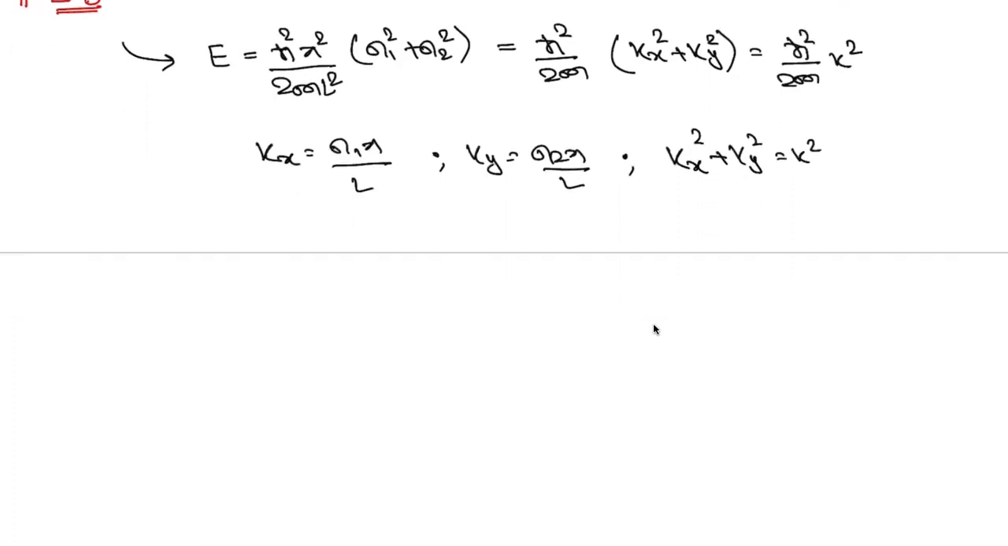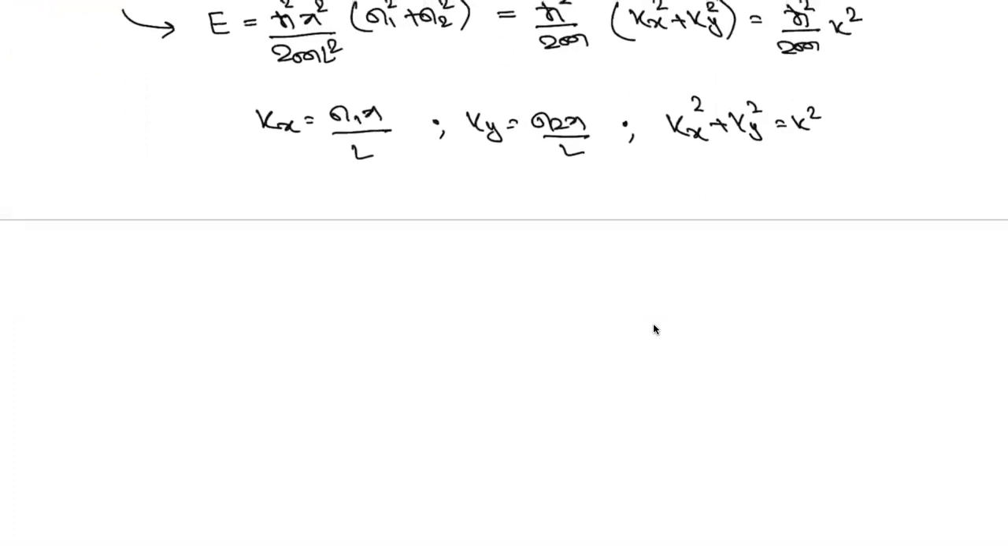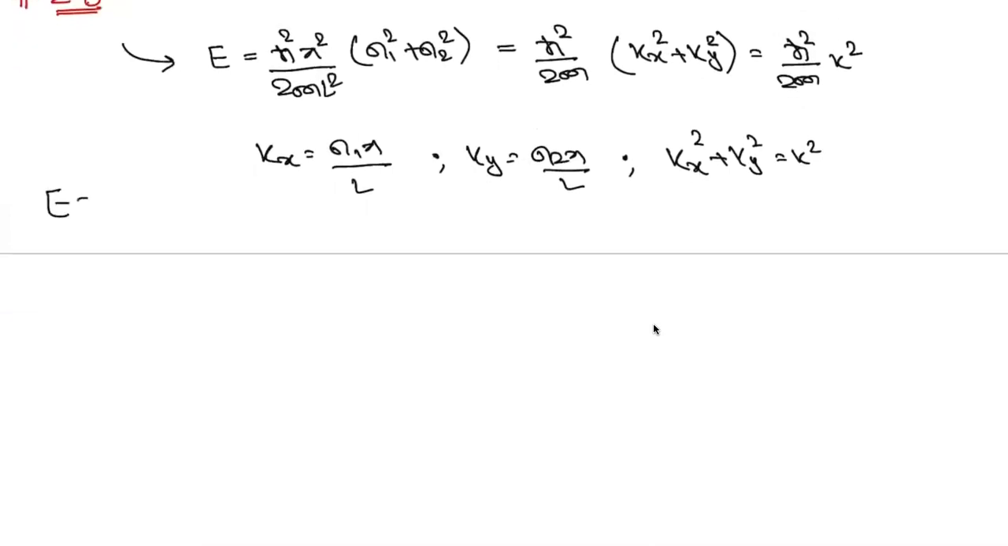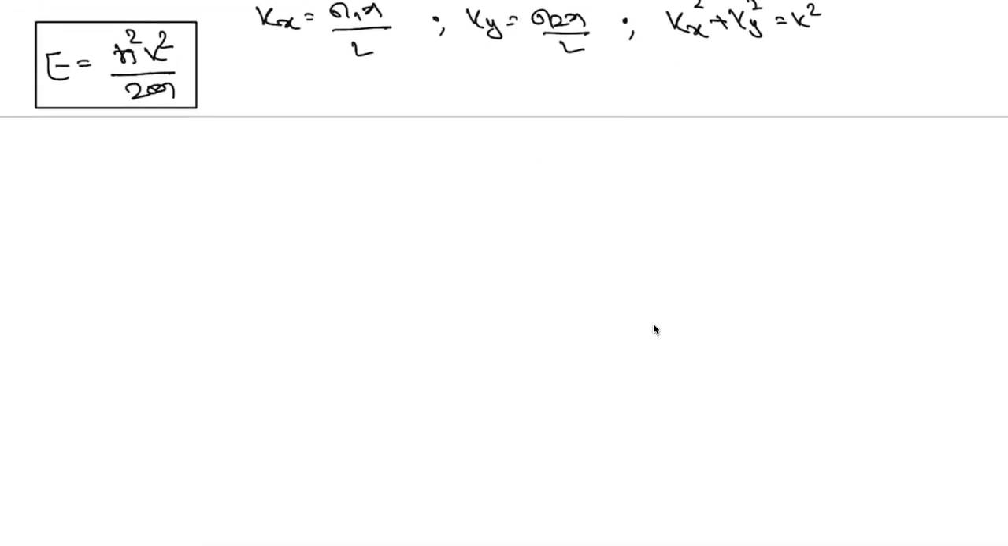Now let's draw here, and energy is again h square k square by 2m. This is what we are taking as energy, right? Now draw. In 1D we drew one dimension, in 2D we will draw 2 dimensions.